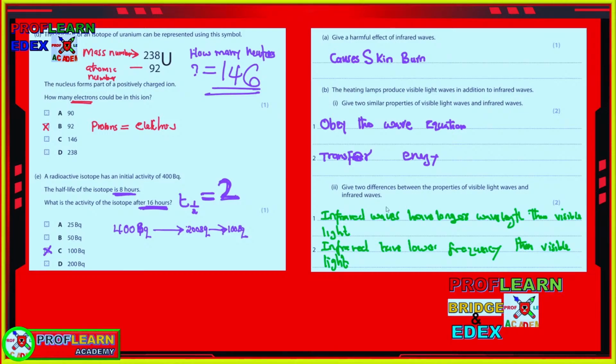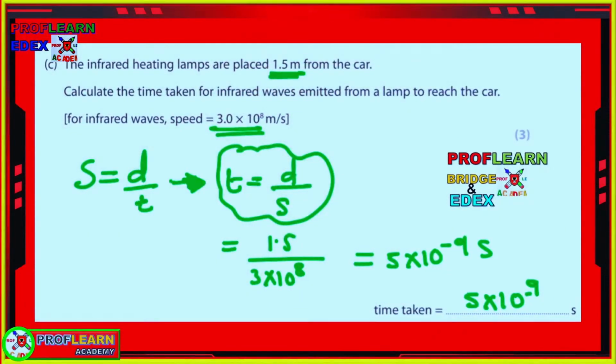Then when you're asked to give a difference between different electromagnetic waves, you need to give the difference based on wavelength and frequency. So we can say infrared waves have a longer wavelength than visible light. Also, infrared waves have a lower frequency than light. Don't mention uses here. Don't start comparing the impact at this particular point. I believe as a proficient learner, you have understood how you're going to approach that.